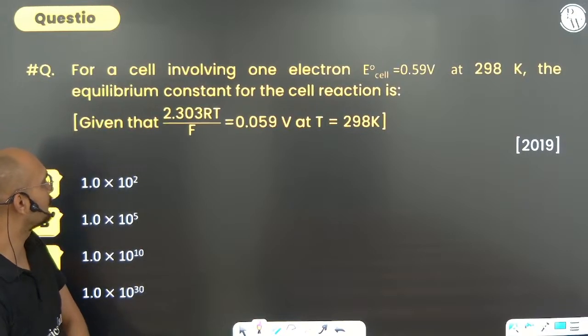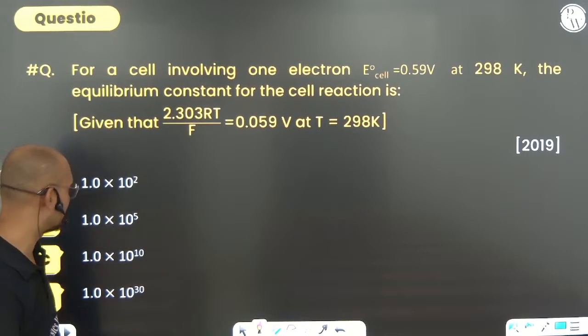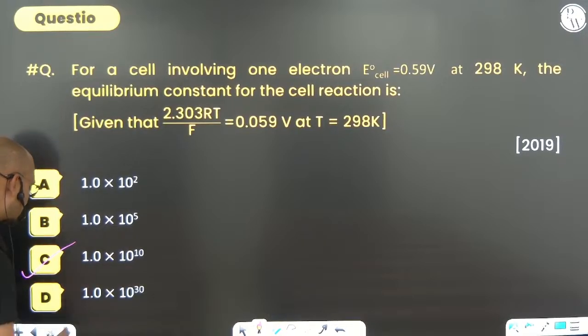Next, for a cell involving one electron, E naught cell equals this much. Then the equilibrium constant for the reaction. I hope this is the question we have already solved. Not a big deal. We got option C.